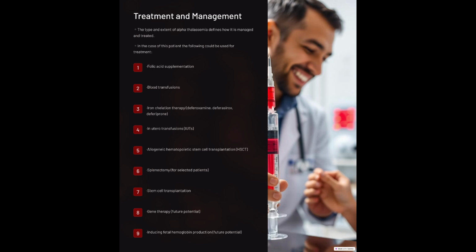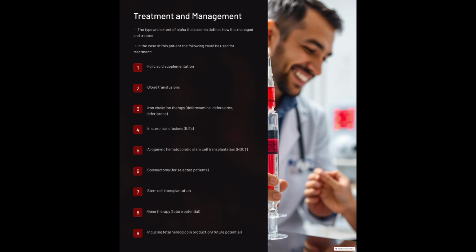Treatment and management. The type and extent of alpha thalassemia defines how it is managed and treated. Individuals with mild variants, such as those with alpha thalassemia trait, require no specific therapy, and iron supplementation should be avoided to prevent iron excess. Folic acid supplementation may be useful in patients with hemoglobin H illnesses due to increased bone marrow turnover and hemolysis. However, severe forms of HbH illness may necessitate regular blood transfusions, particularly during infections or episodes of severe anemia.